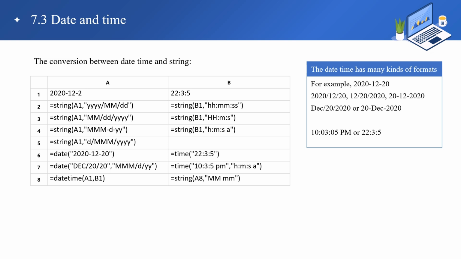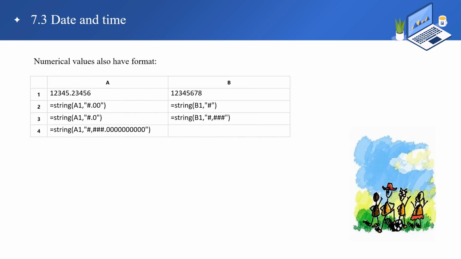The writing method of these format strings can be found in the function help. It is almost a common rule all over the world, and we will not explain in detail here. You only need to know this usage. It should be emphasized that since the starting letter of month and minute are both M, it is necessary to distinguish them by uppercase and lowercase. You can observe B8. By the way, numerical values also have format problems which are not explained in detail.